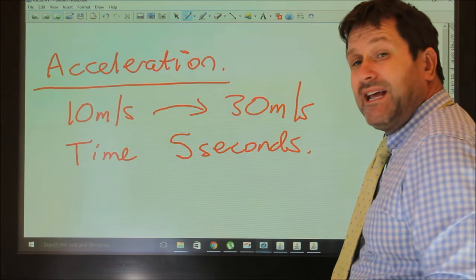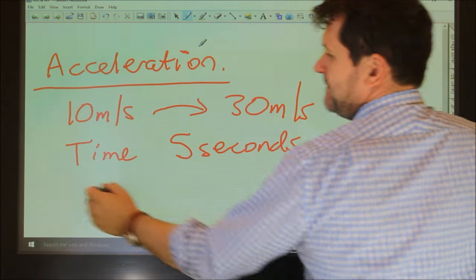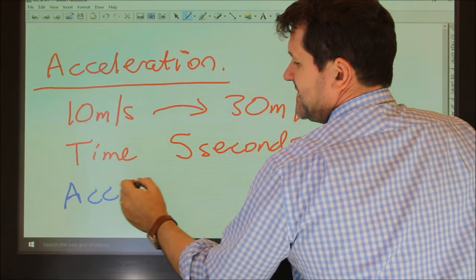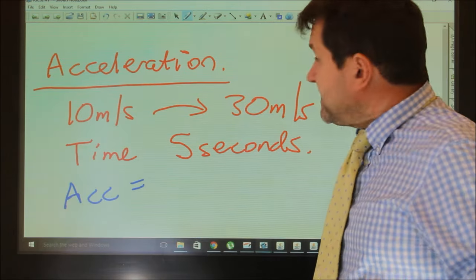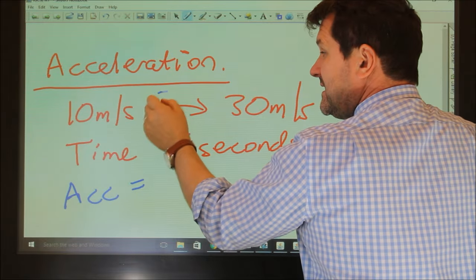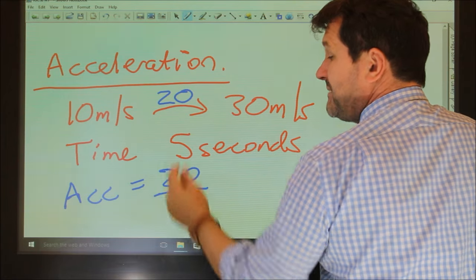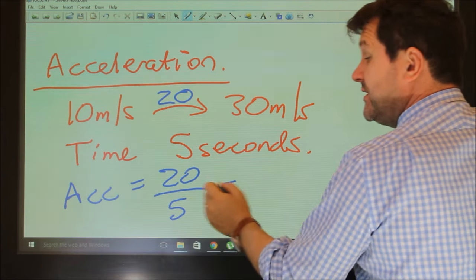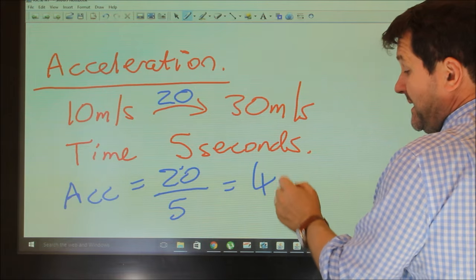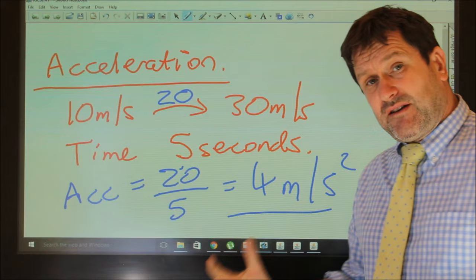So what's the acceleration? The acceleration is the change in speed divided by the time. The change in speed from 10 to 30 is 20. So it'd be 20 divided by the time, which was 5. 20 divided by 5 is 4 meters per second squared. So that's the rate of acceleration.